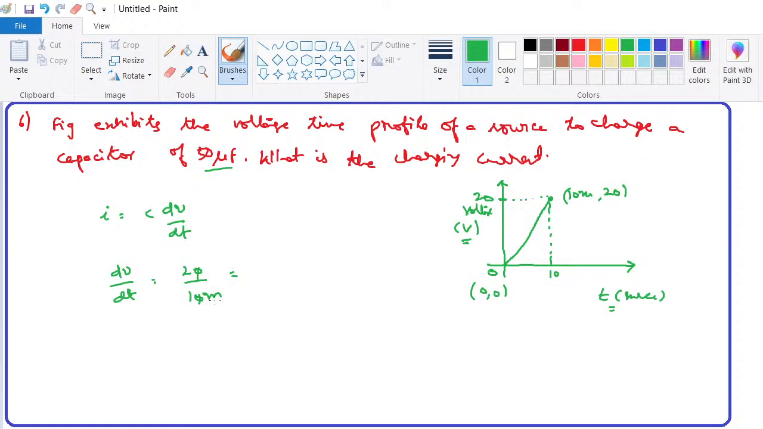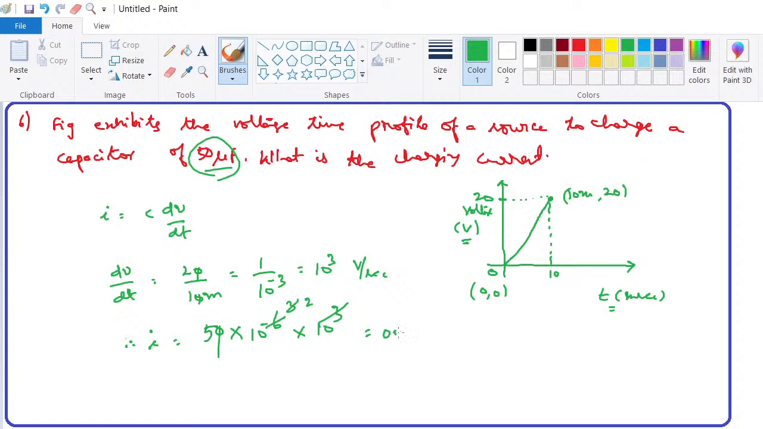The 0s will get cancelled and milli means 1 by 10 to the power of minus 3, and if it goes up it will be 10 cube. You can write it as volt per second. So now what is the charging current? Charging current I is equal to C. The value of C is 50 microfarad, 50 into 10 to the power of minus 6 into dV by dt, which is 10 cube, which is equal to 5 by 100, so 0.05 ampere.